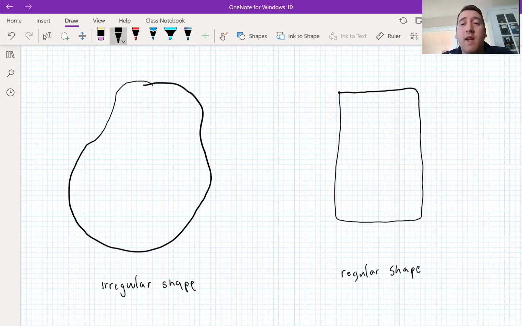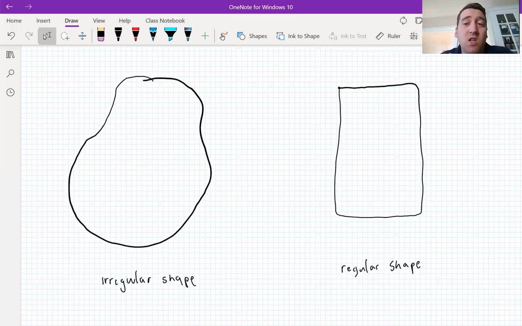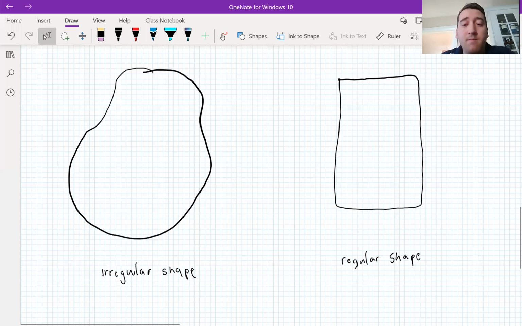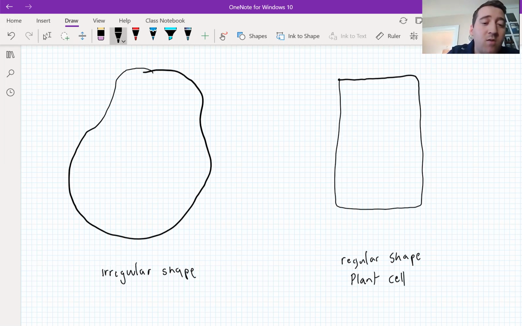Okay. So that is the first thing to know, is that one has a regular shape and one has an irregular shape. That's the first clue as to what type of cell we're talking about. Well, the regular shaped one, the more rectangular shape, this is our plant cell. So that's one clue as to if it's a plant cell, if it's got a regular shape. The irregular shaped one is an animal cell.